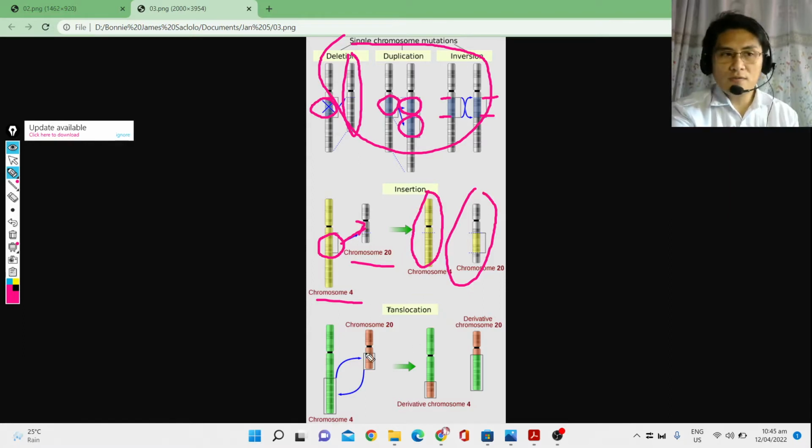Technically speaking, from the perspective of chromosome 4, it is a deletion. From the perspective of chromosome 20, it is an insertion, right? Something is inserted. In terms of chromosomes 4 and 20, that's called insertion because you removed a part here and transferred it to chromosome 20. Now you can also have translocation. Translocation is where a part of chromosome 4 is removed, a part of chromosome 20 is removed, and then they exchange materials. So this is translocation.